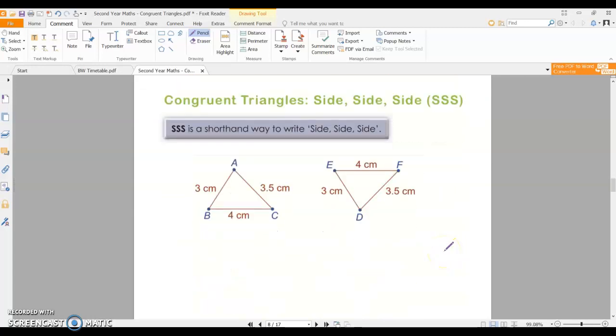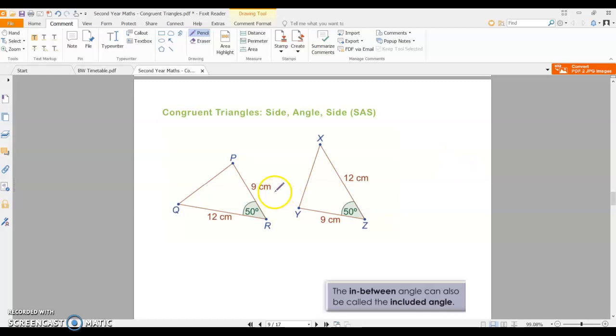So our first condition is side, side, side. In these two triangles, AB is equal to DE, they're both 3 centimeters. BC is equal to EF, they're both 4 centimeters. AC is equal to DF, they're both 3.5 centimeters. So by side, side, side, those two triangles are congruent: ABC is congruent to DEF. We'll see on a slide in a couple of minutes the symbol for congruent triangles. In this one here, even though it's flipped upside down, the three sides are the same, so by side, side, side, those two triangles are congruent.